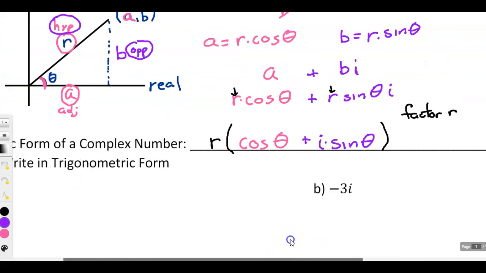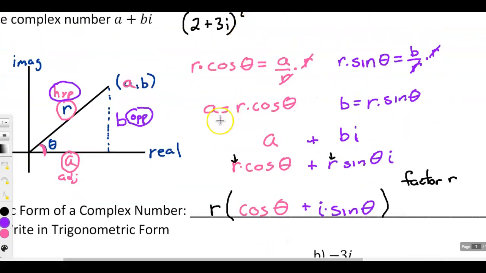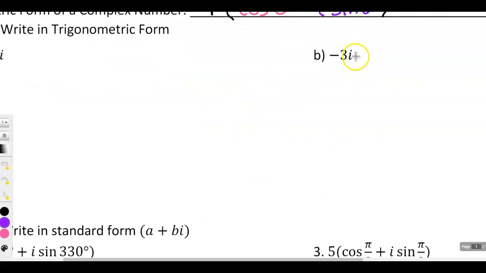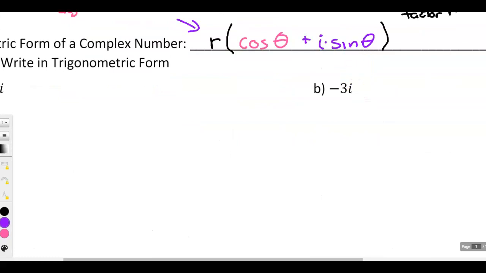So our goal today is basically, given this form, rewrite it into the trigonometric form. So we have to figure out what the radius is and what the theta is. That's where that unit circle comes into play. So let's just look at a few of those, and this will speed up pretty fast.